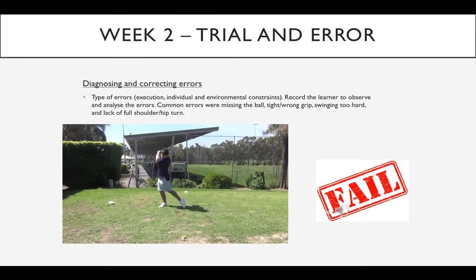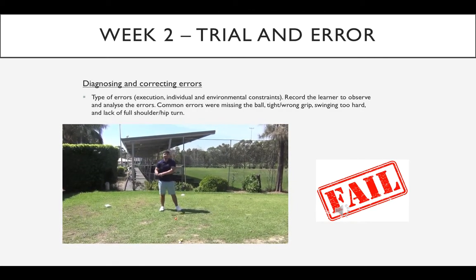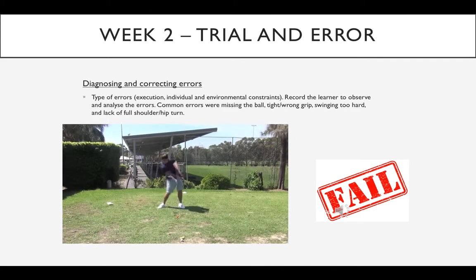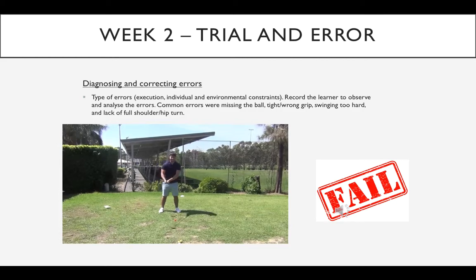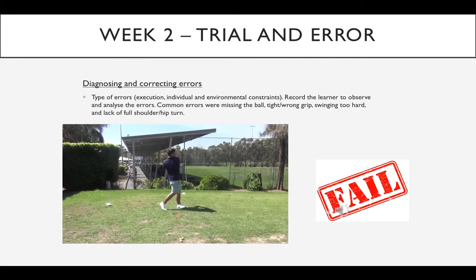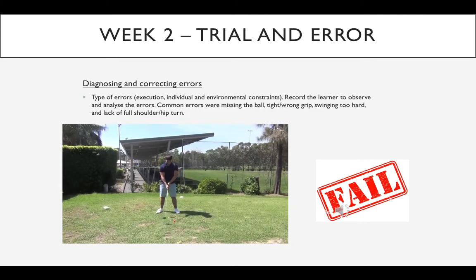Types of errors that occurred were execution errors, and individual and environmental constraint errors. We recorded the learner as below to observe their technique and analyze the errors. Common errors that occurred were missing the ball, tight and wrong grip, swinging too hard, and lack of full shoulder or hip turn.